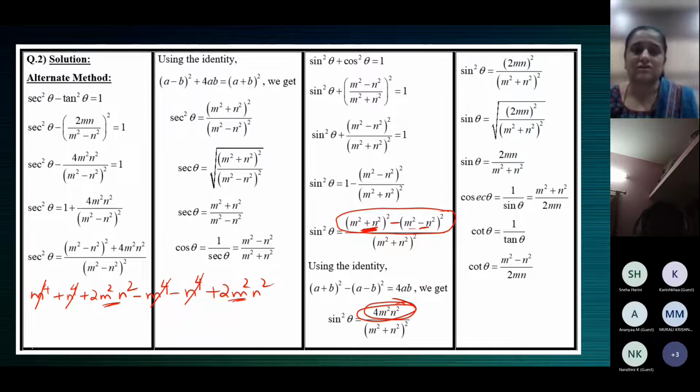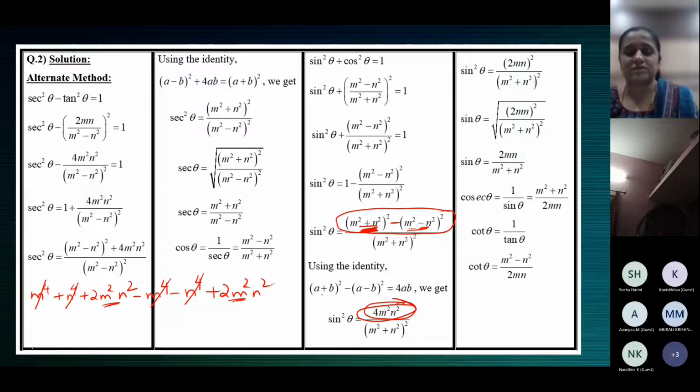But your intention should be to learn something new. So don't be happy with what you already know. When you use this identity, you're saving a little time and you're also getting used to something new. You can work it without using the identity also, by just expanding and simplifying. You will get 4m square n square.